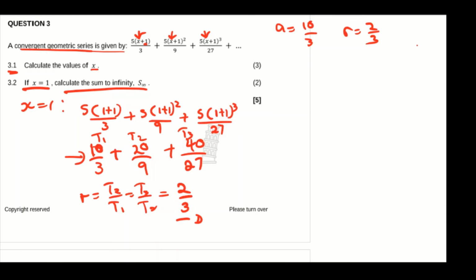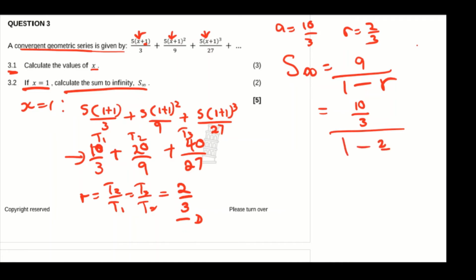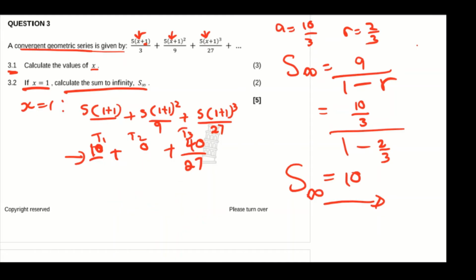So remember, we want to find the sum to infinity. By so doing, we need to write down the formula. The sum to infinity is equal to a over 1 minus r. We already have our r, already have our a. So we can simply substitute 10 over 3 over 1 minus our r, which is 2 over 3. Punch that in your calculator, you're going to get 10 as your sum to infinity, right? So we're done with this question here.